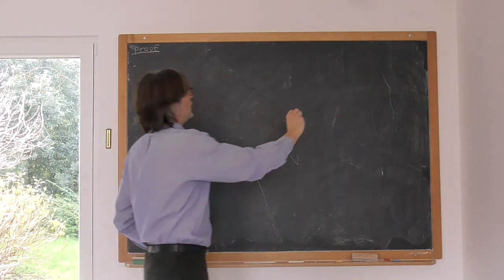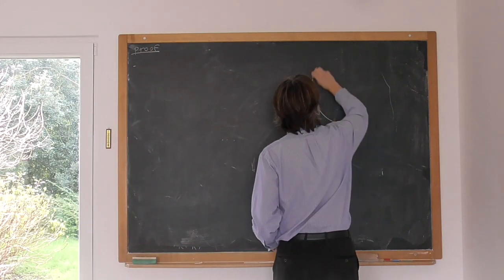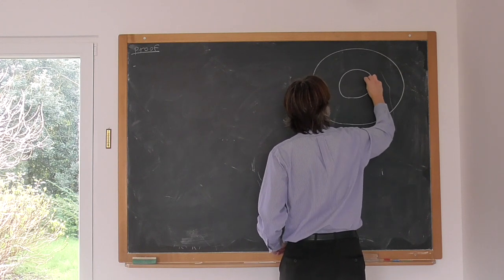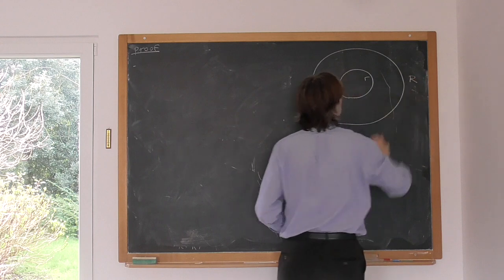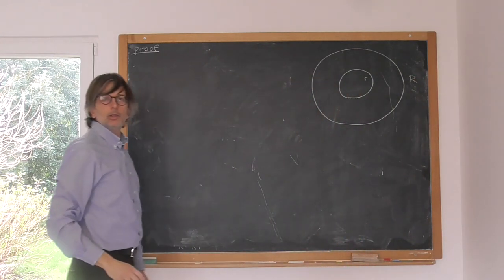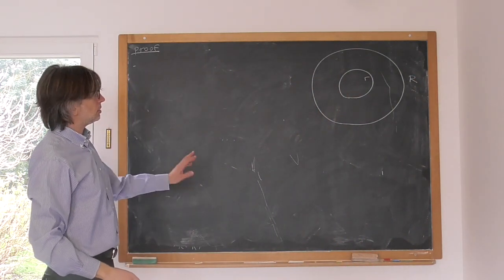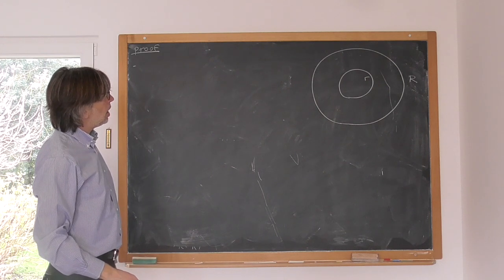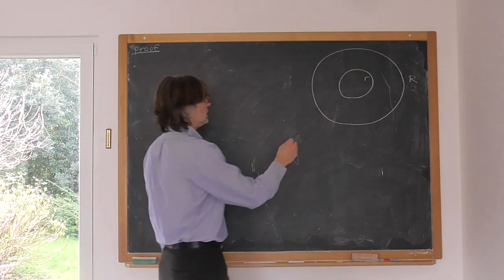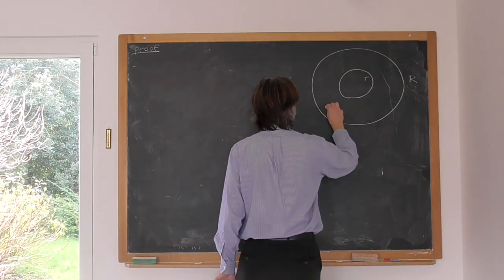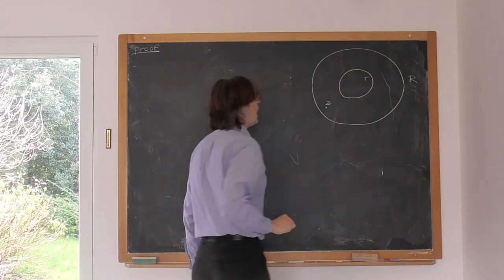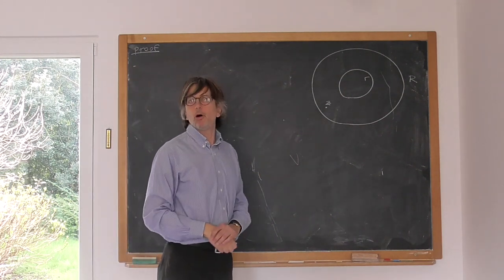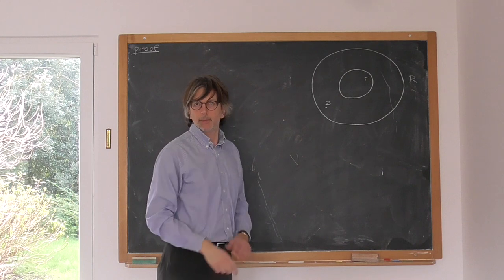Let me draw again the annulus. This is the annulus, radius small r, radius big R, which is contained in the domain U of our function. I'm not drawing the domain U anymore. Okay, and now we have some point z somewhere. Let's see, it's here. And we would like to express f of z as a sum of a Laurent series.